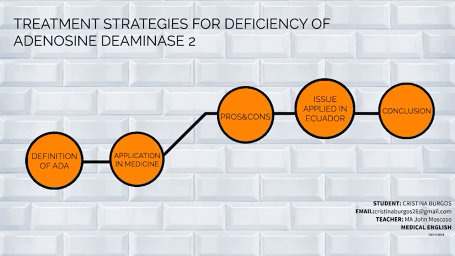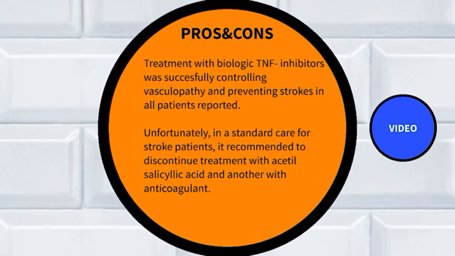Application in pros and cons. Treatment with biologic TNF inhibitor was successfully controlling vasculopathy and preventing strokes in the patients reported. Unfortunately, as standard care for stroke patients, it was recommended for them to end treatment with acetylsalicylic acid or an anticoagulant.